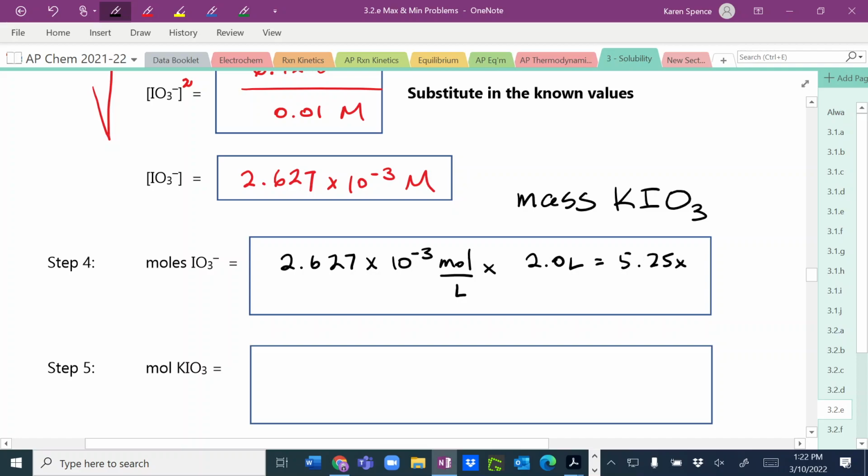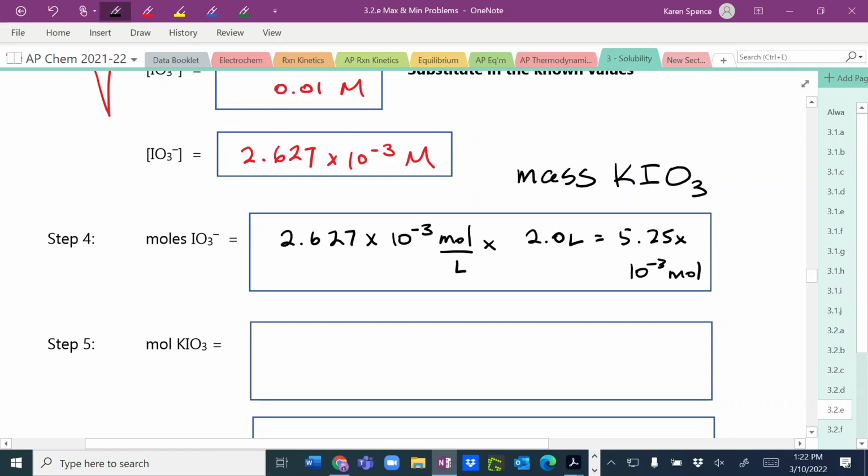5.25 times 10 to the minus 3 moles. And then our moles of KIO3 is the same.